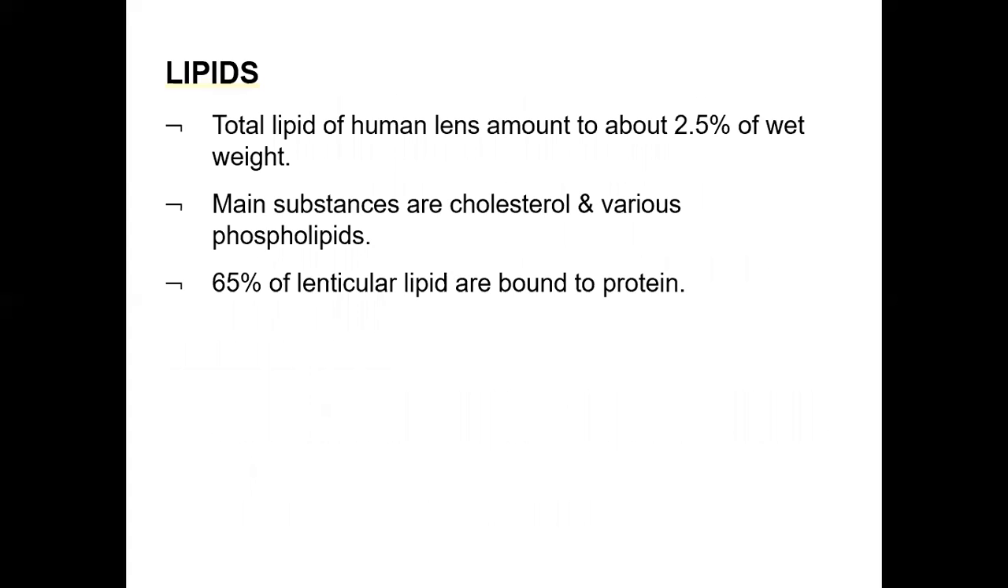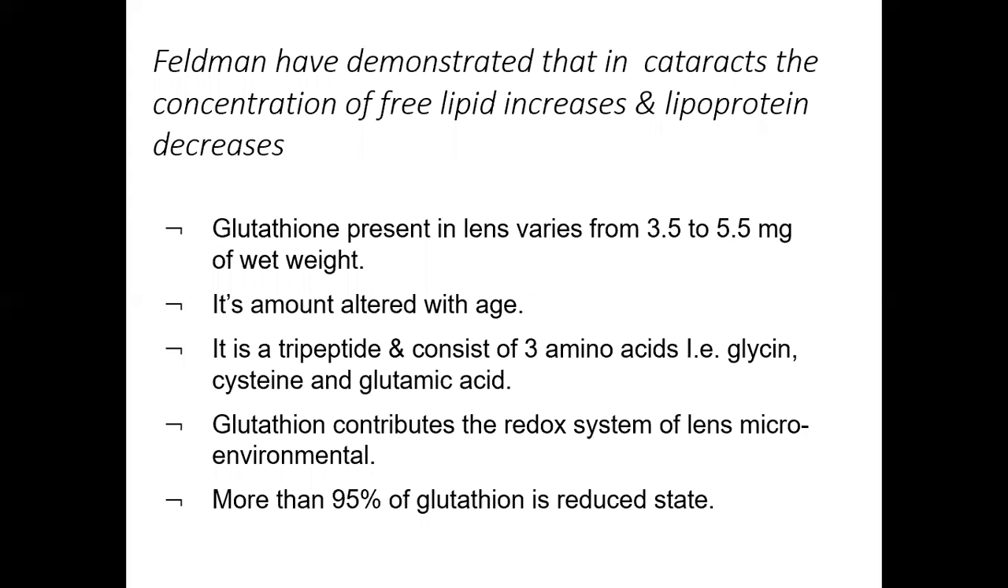Lipid: the total lipid of the human lens amounts to about 2.5% of the weight. The main substances are cholesterol and various phospholipids. So for lipids, basically we have cholesterol and various phospholipids. Around 65% of the lenticular lipid is bound to protein. Feldman has demonstrated that in cataract, the concentration of free lipid increases and lipoprotein decreases.